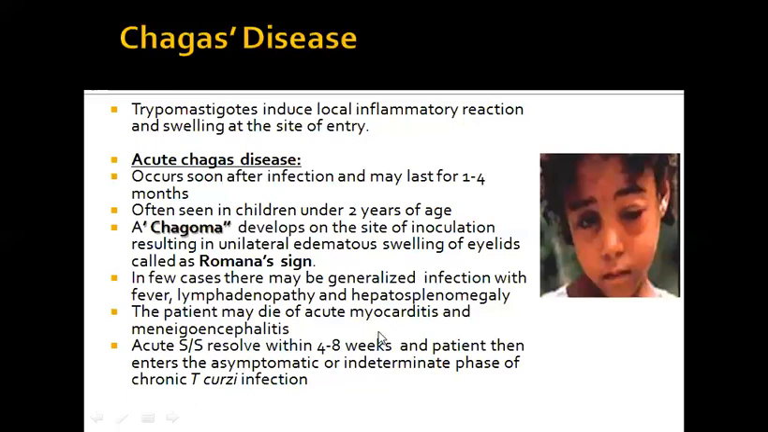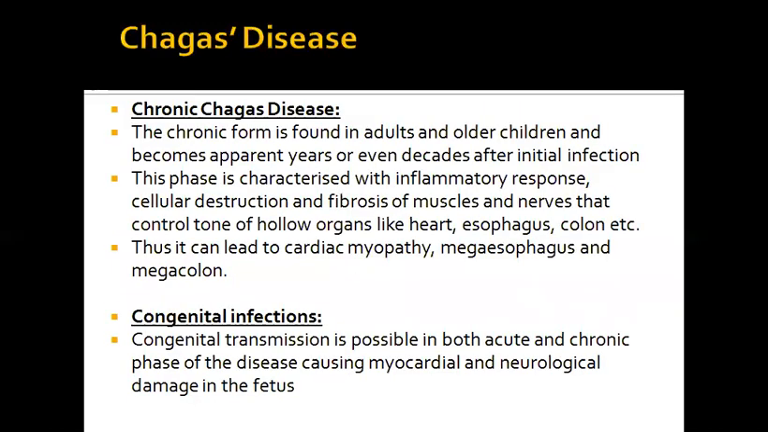In few cases, there may be generalized infection with fever, lymphadenopathy, and hepatosplenomegaly. The patient may die of acute myocarditis and meningoencephalitis. The acute signs and symptoms will resolve spontaneously within 4 to 8 weeks, and the patient then enters an asymptomatic or indeterminate phase of chronic Trypanosoma cruzi infection.